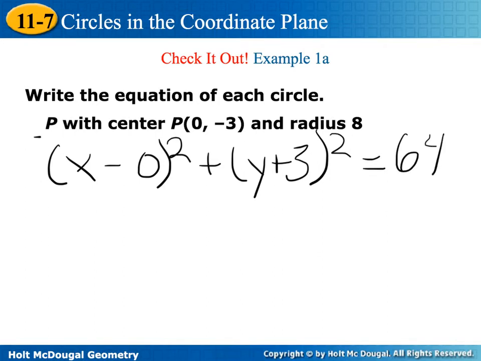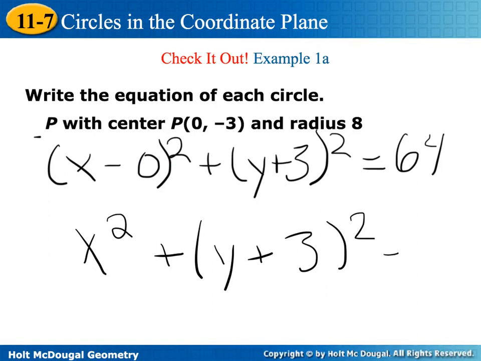Now, when you see this in your book and on problems and worksheets, they're not going to write it as this, because x minus 0 is just x. So they're going to write it as x squared plus y plus 3 squared equals 64. This is the more accurate equation. These are the same thing, except this one is just adding more stuff to help you see what the center is, 0, negative 3. This is the way that the book will write it. This is how you will see the problems written.